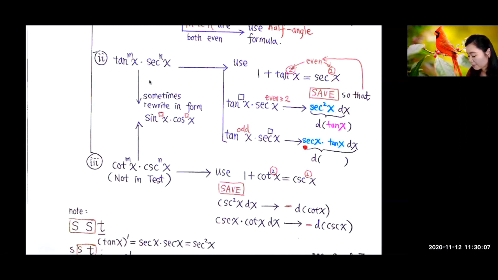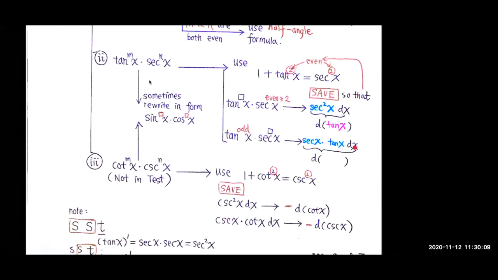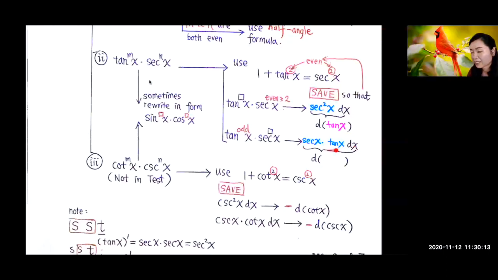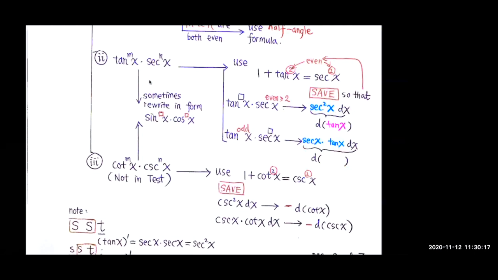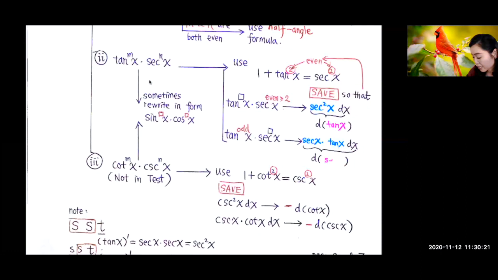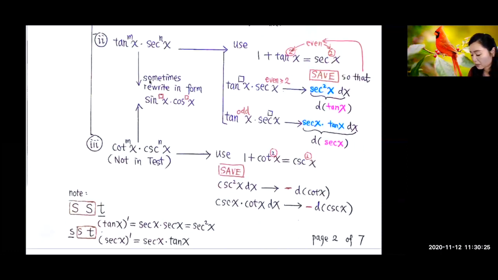So what happened to secant x tangent x dx? Which function, when you differentiate, gives you secant x tangent x? Is it secant x? Yes. So that will be secant x, right? Okay. So that's why you want to save this together, so they'll become this.